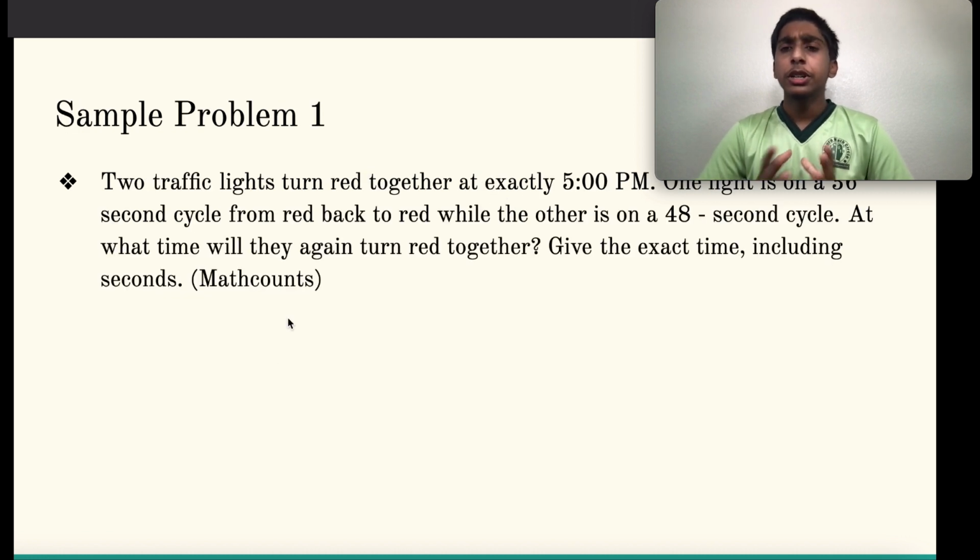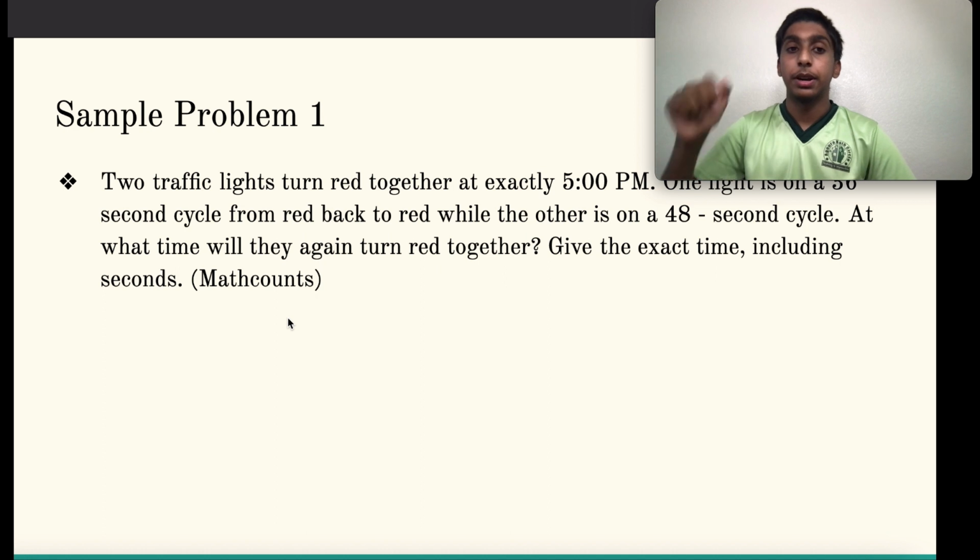Okay, so here's our first sample problem. Two traffic lights turned red together at exactly 5 p.m. One light is on a 30-second cycle from red back to red, while the other is on a 48-second cycle from red back to red. At what time will they turn red together? Give the exact time, including seconds.